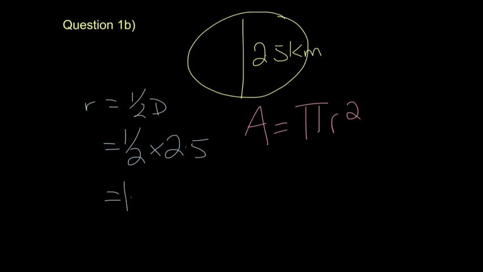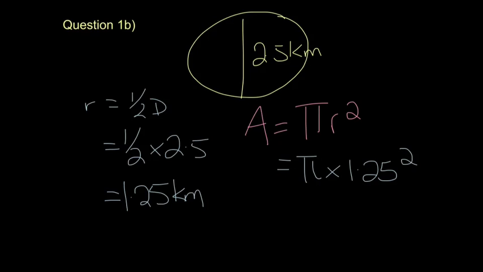And that gives us 1.25 kilometers. So we're going to use that as our radius. So let's go across to our sum, and we have area equals pi times 1.25 squared. Remember, that's 1.25 times 1.25. I'm going to go and plug that into my calculator.